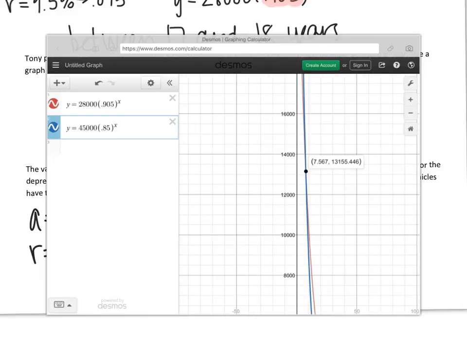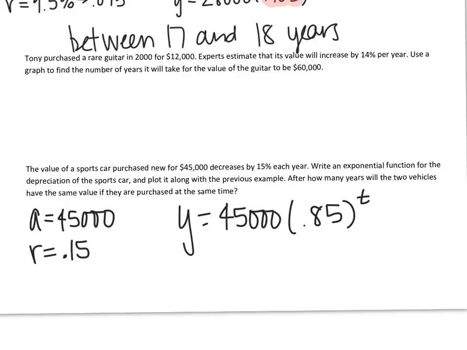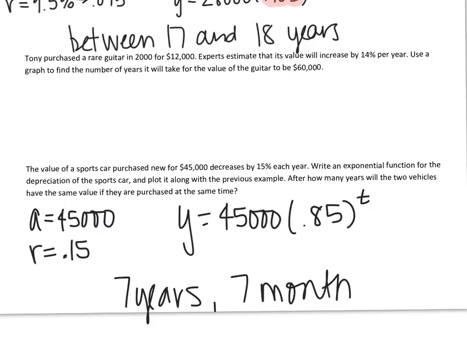Okay, so I found the intersection. So when are they the same? Somewhere between 7 and 8 years, closer to 8 years, like maybe 7 years and probably like 7 months or something like that. So somewhere between year 7 and 8. So I'm going to say 7 years and 7 months. And that's a rough estimate there. So around 7 years, 7 months is when they were the same.